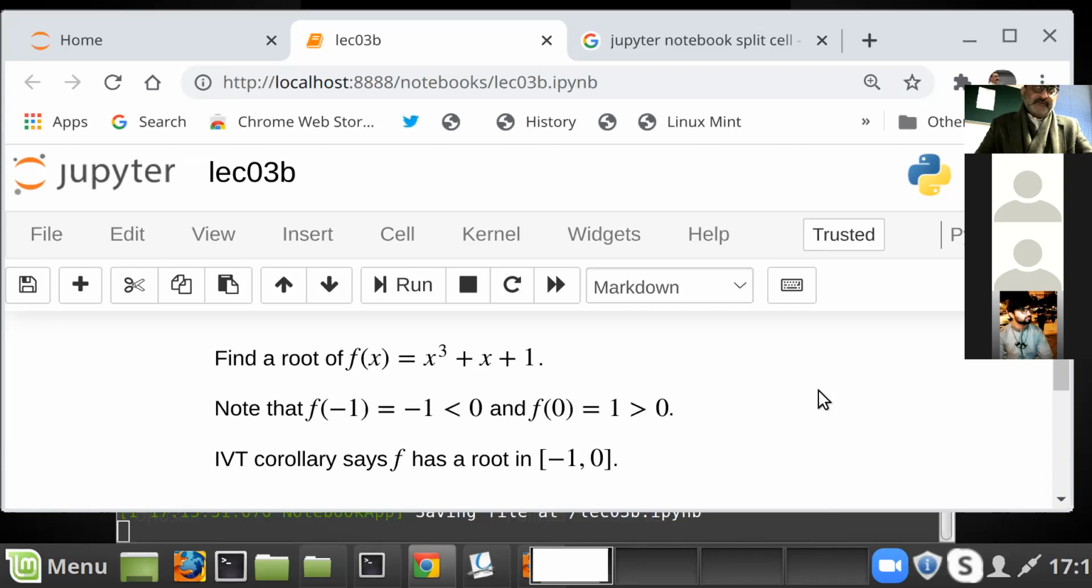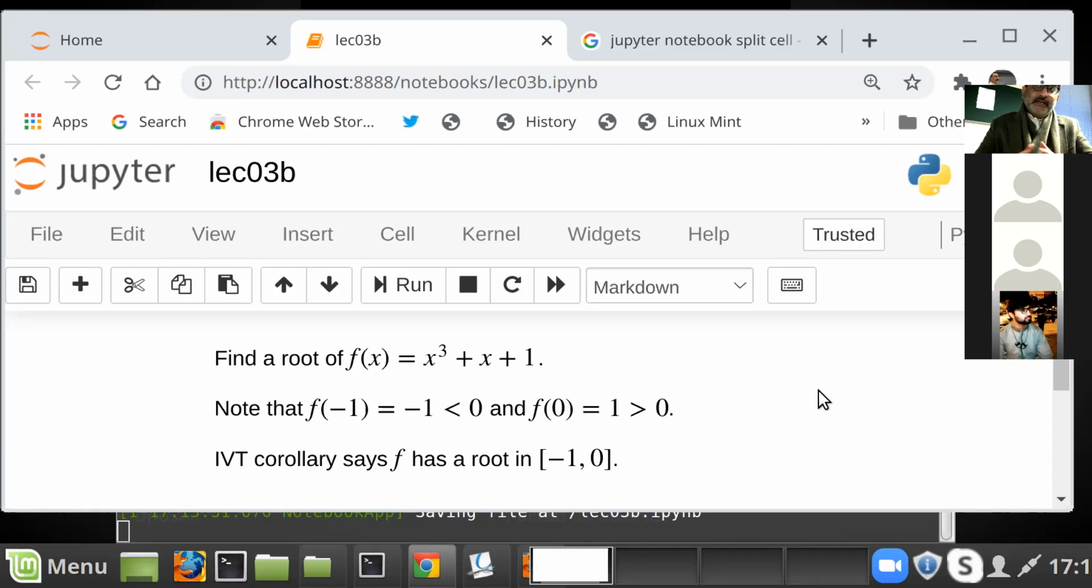And how do I know that f is a continuous function from -1 to 0? It's a polynomial, that's right. Polynomials are continuous everywhere. So in particular, it'll be continuous from -1 to 0. Then this corollary to the intermediate value theorem says that at one end it was negative, at the other end it was positive, so somewhere in between the value must be 0. So it makes sense to go looking for that.